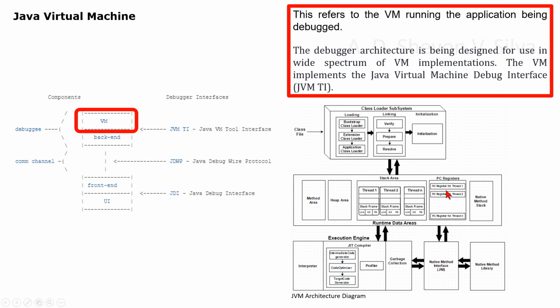There are PC registers for each thread here, and runtime data areas are interacting with the execution engine. Interpreter, just-in-time compiler and garbage collector are inside the execution engine. Intermediate code generator, code optimizer, target code generator and profiler are inside the just-in-time compiler.